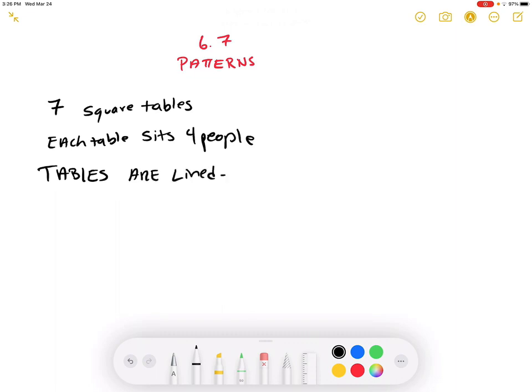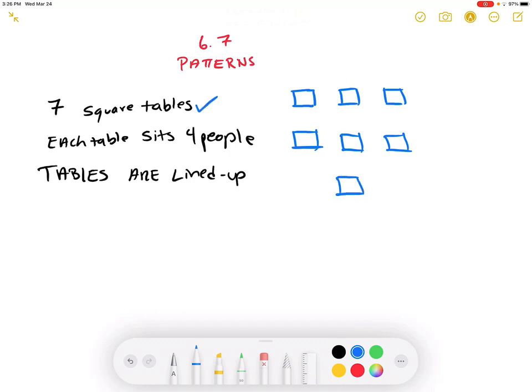Well, here's how I would solve it. So first, what do you know? You know that there are 7 square tables. So what I would do is I would draw a diagram. So 7 tables, and they're squares, right? So each side is the same. 1, 2, 3, 4, 5, 6, 7.